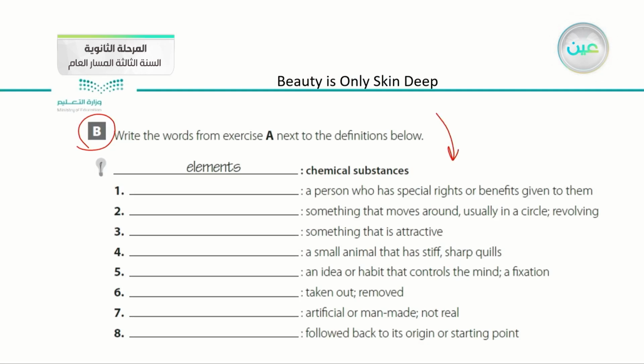The first one is chemical substances, and the answer is elements. After that, we have 8 definitions. A person who has special rights or benefits given to him, something that moves around, usually in a circle, revolving, something that is attractive, a small animal that has stiff, sharp quills, an idea or habit that controls the mind, a fixation, taken out or removed, artificial or man-made or not real, followed back to its origin or starting point.